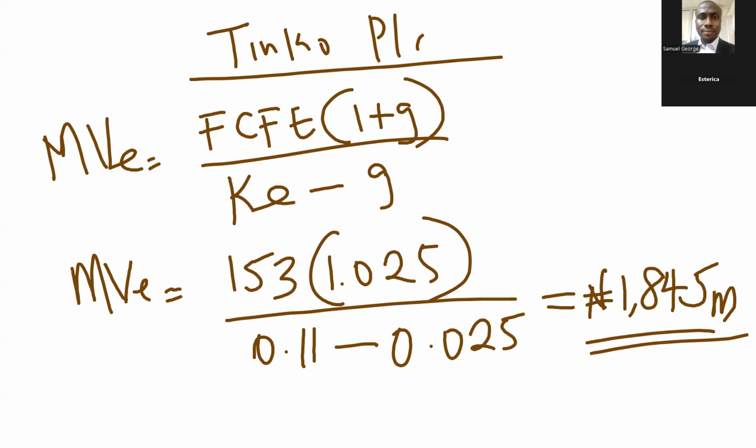Okay, now market value of the debt or bond. What do we need? We need the coupon. What is our coupon? Our coupon is 5.4. It gave us 5.4%.